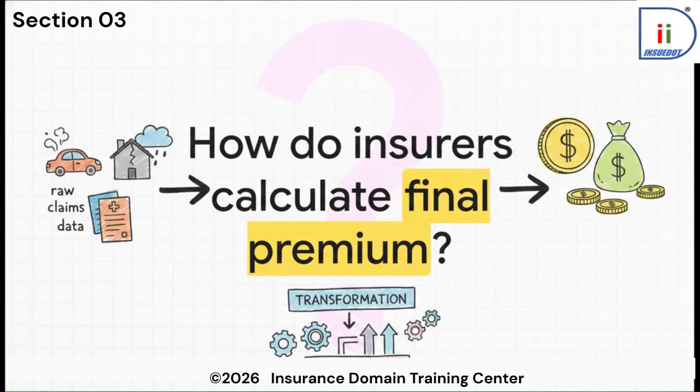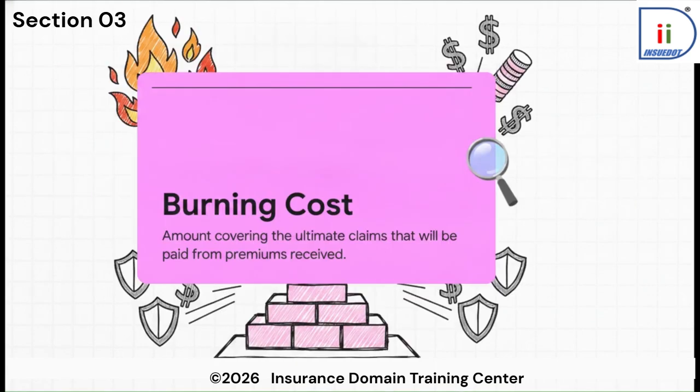The whole thing starts with a critical foundation, the burning cost, which is sometimes called the pure premium. Simply put, this is the exact chunk of money the insurance company absolutely has to set aside just to pay future claims. That's it. It doesn't include office rent. It doesn't include profit margins. It's purely the cash required to cover those expected ultimate claims from the premiums they take in.